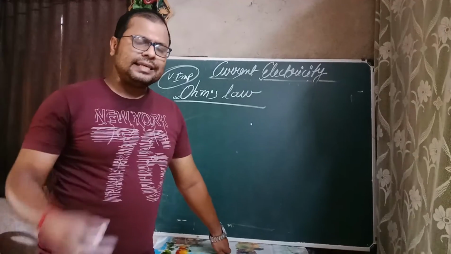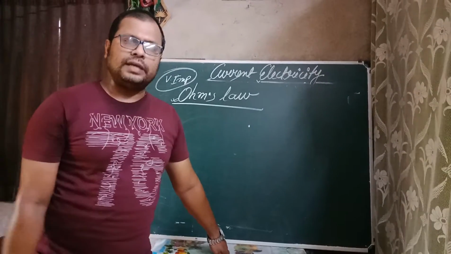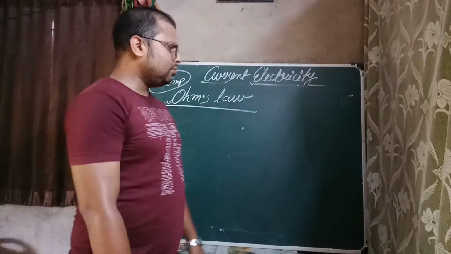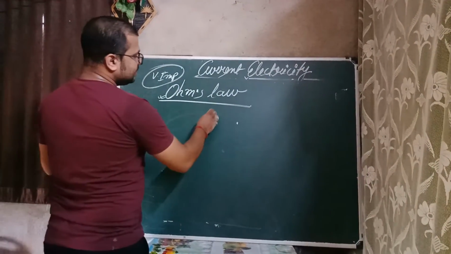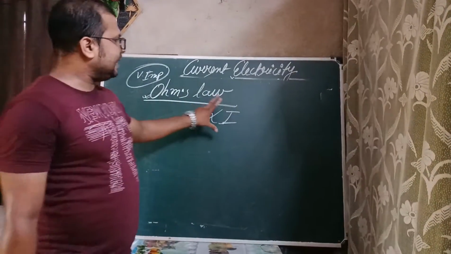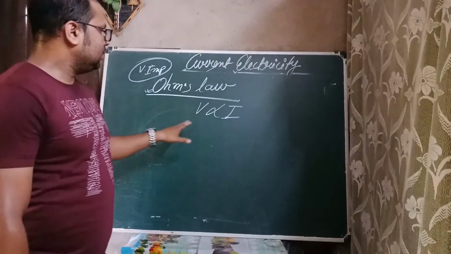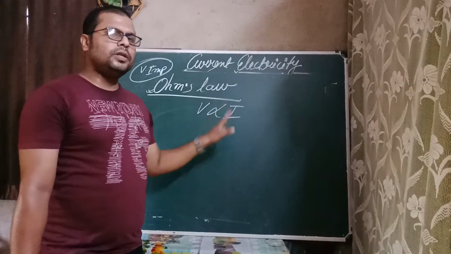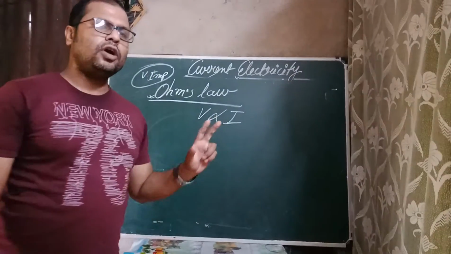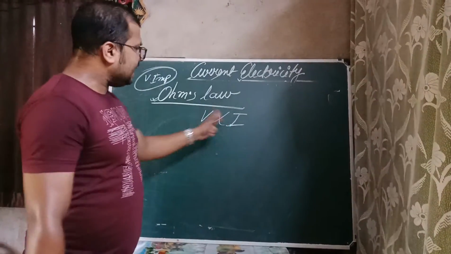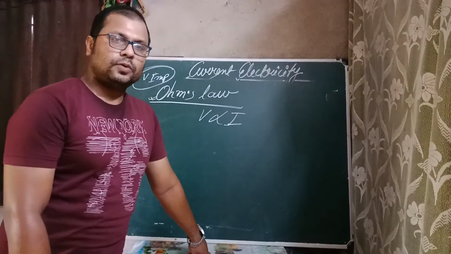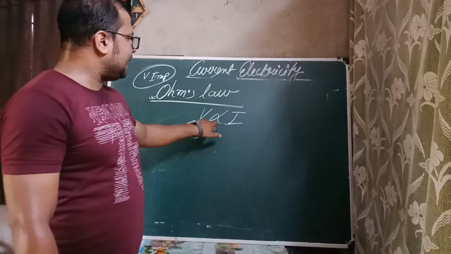Before that also he was experimenting a lot, and after many experiments he came to know the relationship between potential difference and electric current. What does this law state? The potential difference across the ends of the wire is directly proportional to the electric current flowing through that conducting wire. So V is directly proportional to I.